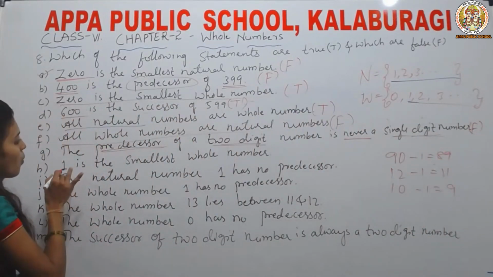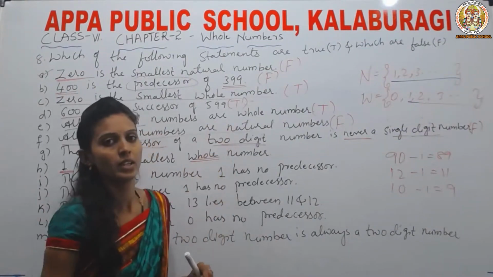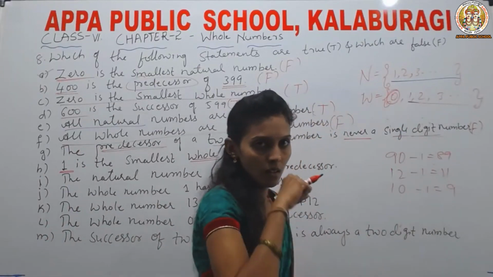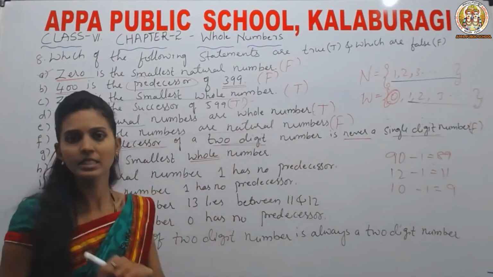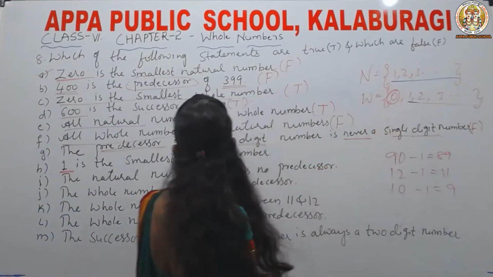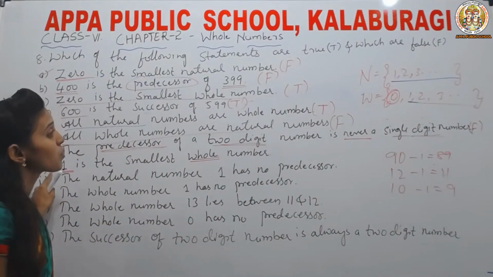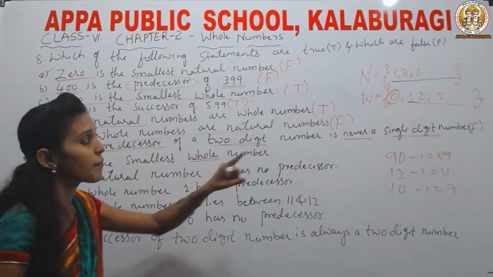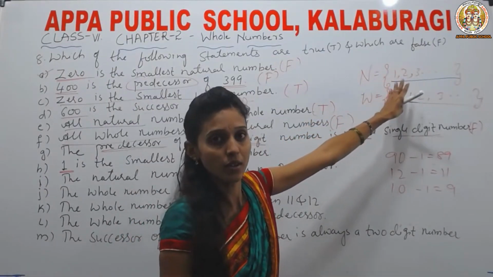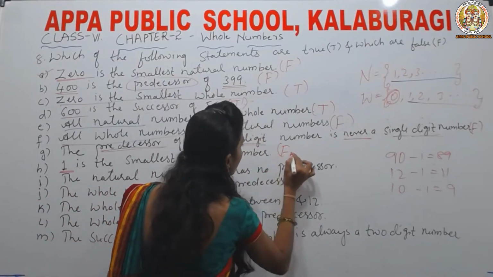Next. 1 is the smallest whole number. See here, the whole number set. Which is the smallest number here? We have 0, right? 0 is the smallest whole number. But they said 1 is the smallest whole number. No, 1 is the smallest natural number. In natural numbers, 1 is the last one. 1 doesn't have any predecessor. So therefore, this is also false.